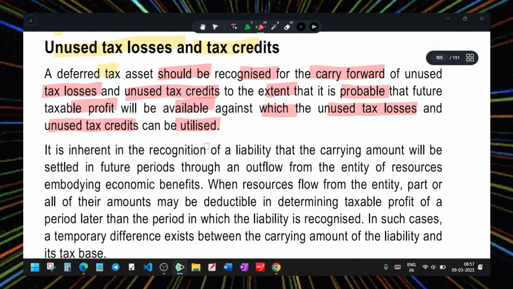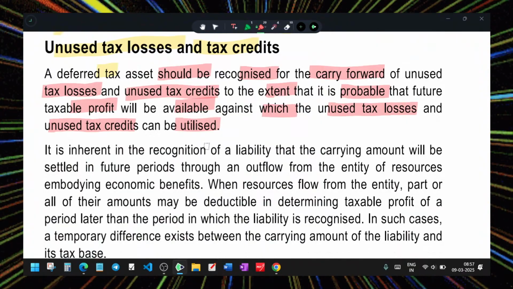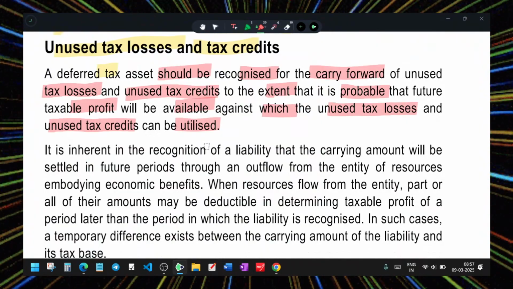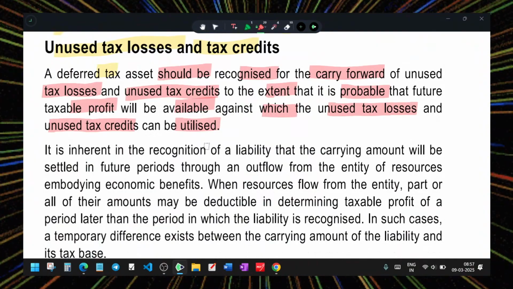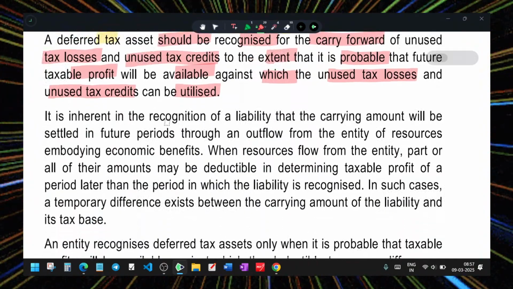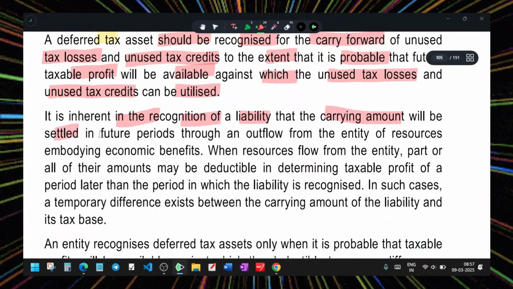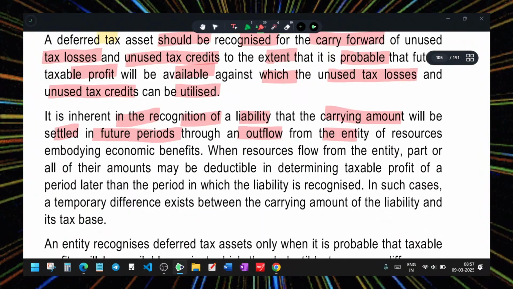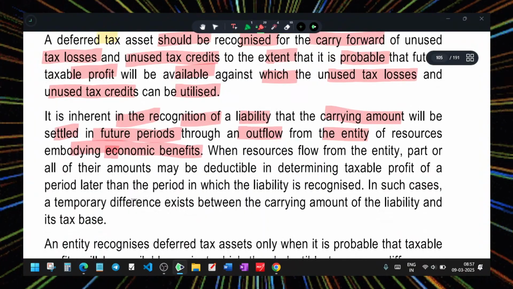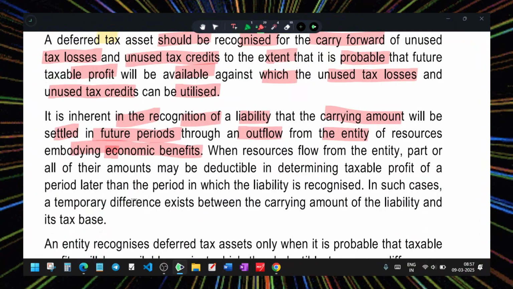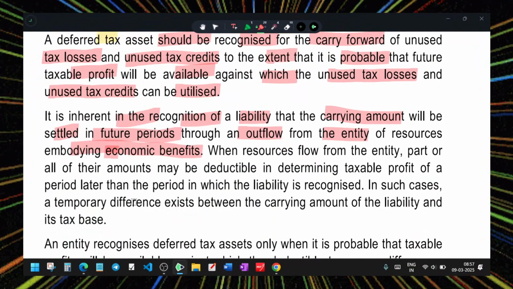The deferred tax asset in a normal accounting statement we have used in a different format, but in Ind AS it is used for what? Carrying forward of unused tax losses and unused tax credit. Okay, it is inherent to the recognition of a liability that the carrying amount will be settled in a future period through an outflow from the entity of resources embodying economic benefit. When you consider it as a tax asset, it can be used anytime to reduce the outflow of economic resources.